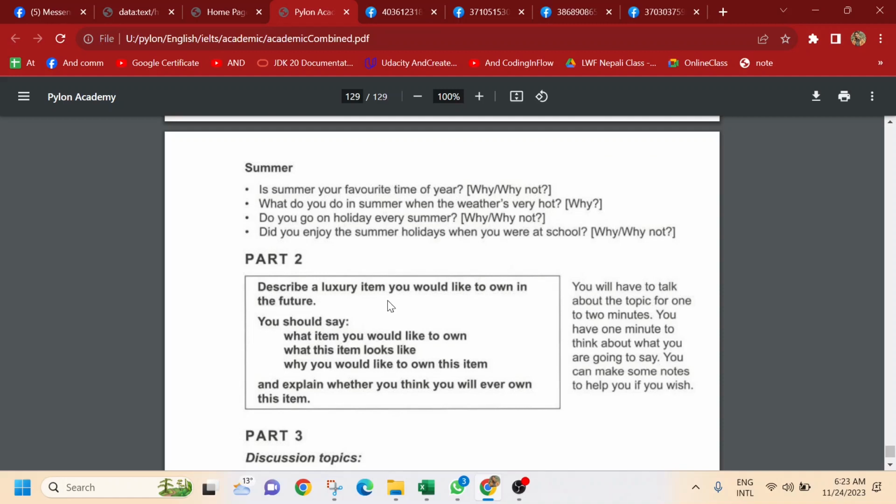Describe a luxury item you would like to own in the future. And you should say, so some help would be given and you need to plan for a minute. This would be handed to you on a paper, and once it's given to you, the timer is tracked for a minute. Once a minute is gone, you would be asked to speak for 2 minutes.